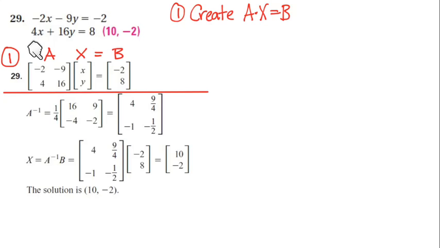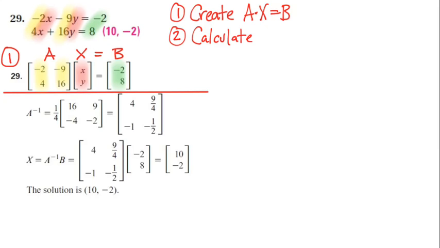Our A matrix is called the coefficient matrix because we pull the coefficient terms from the system of equations and put that into matrix A right there. Our X matrix is actually called our variable matrix because it's merely the variables of our equation, and our B matrix is the constant matrix, which is the right-hand side terms right there.